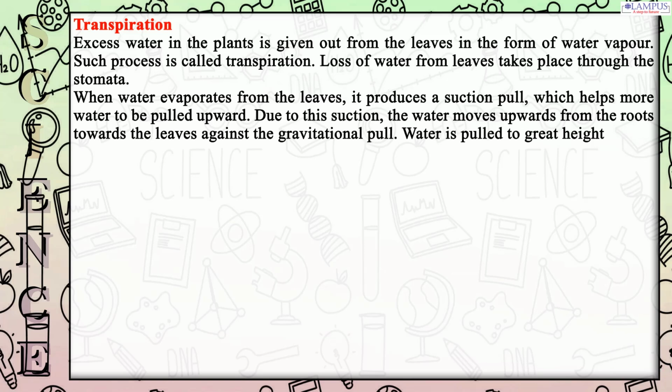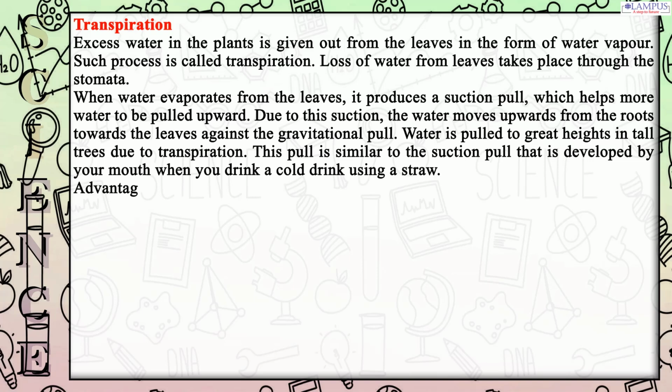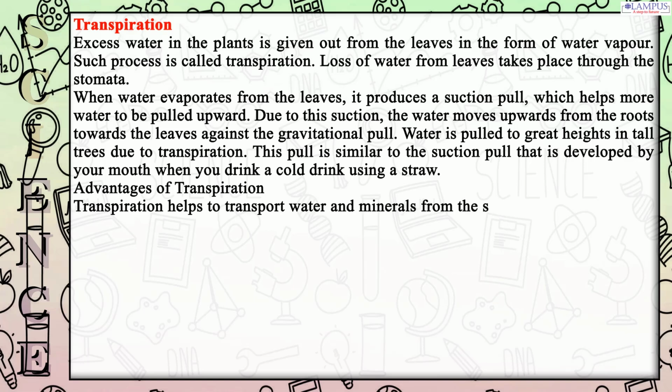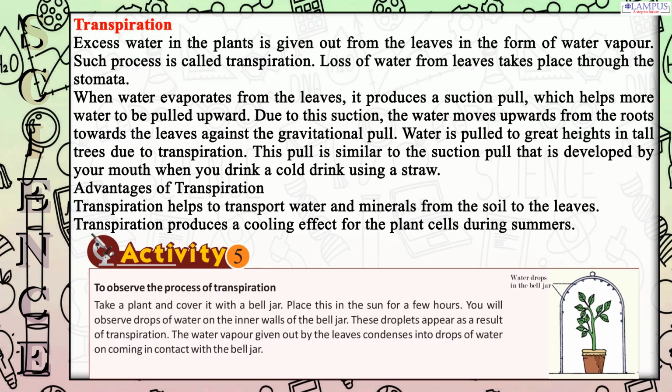Water is pulled to great heights in tall trees due to transpiration. This pull is similar to the suction pull that is developed by your mouth when you drink a cold drink using a straw. Advantages of transpiration. Transpiration helps to transport water and minerals from the soil to the leaves. Transpiration produces a cooling effect for the plant cells during summers.